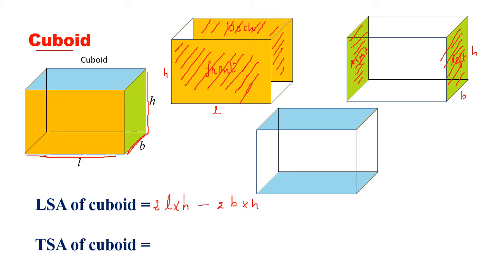So the area of the total 4 walls, yes, not the top and the ceiling. The area of the 4 walls is called the lateral surface area. LSA means lateral surface area. So lateral surface area is only the area of the 4 walls. From this side take 2h common and in the bracket I get L plus B.